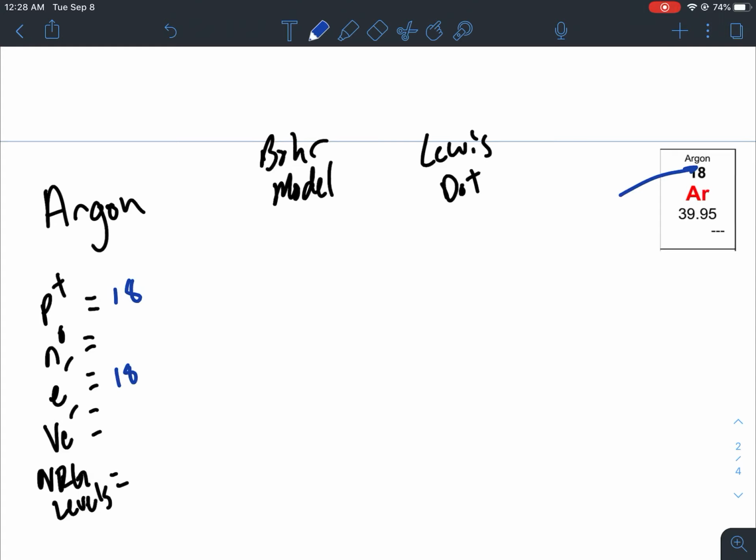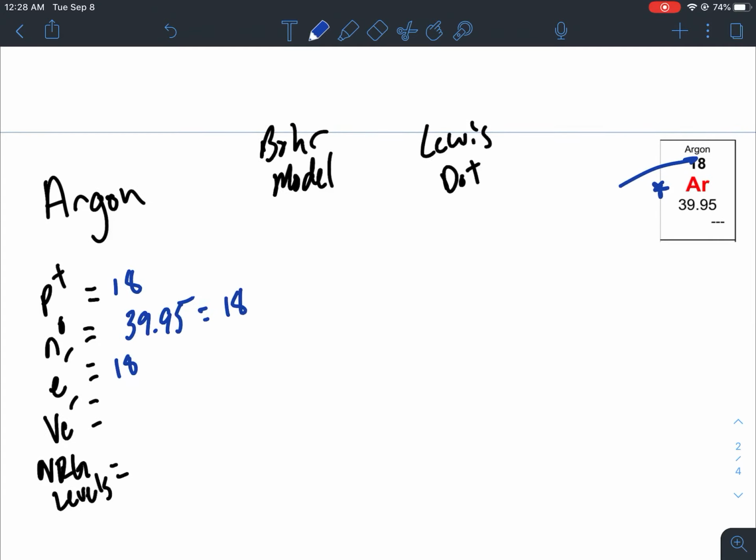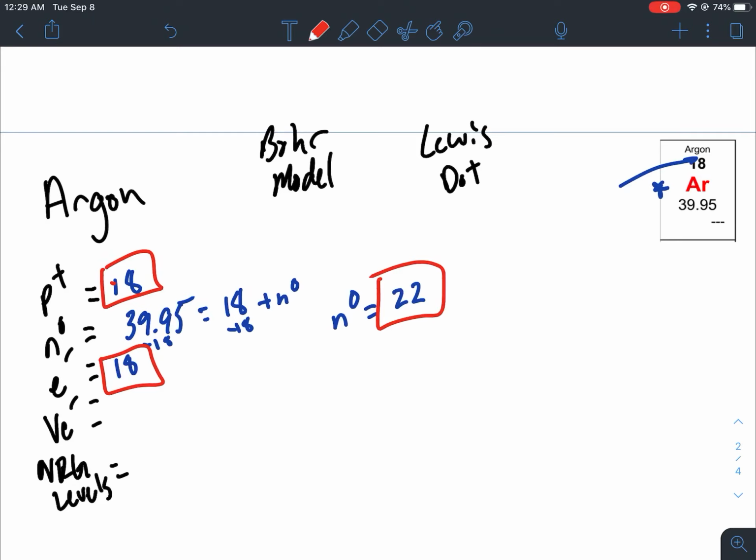We can't do anything with the number of neutrons just yet, so we take the atomic mass, 39.95. The atomic mass is set equal to the number of protons plus the number of neutrons, so it's 18 plus the number of neutrons. If we subtract 18, we get neutrons is set equal to 22. And so that would be our answer for this one. I'm going to start changing colors so we can see. So 18, 22, 18.